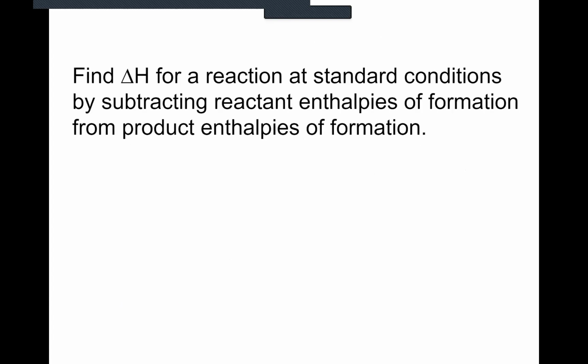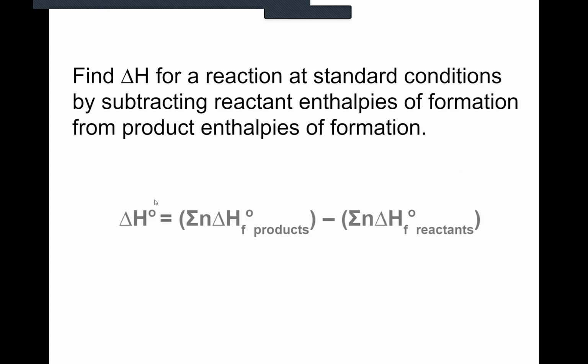To get the enthalpy change for a reaction at standard conditions, we simply add together all of the product enthalpies of formation and subtract from that the sum total of the reactant enthalpies of formation. Now I'm going to show you a formula that looks really intimidating, but once we work a couple of sample problems, it'll become a lot clearer.